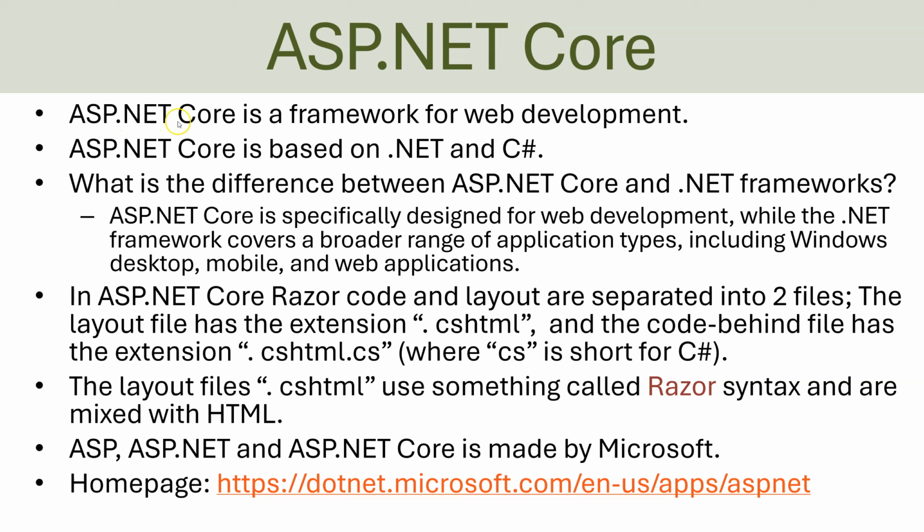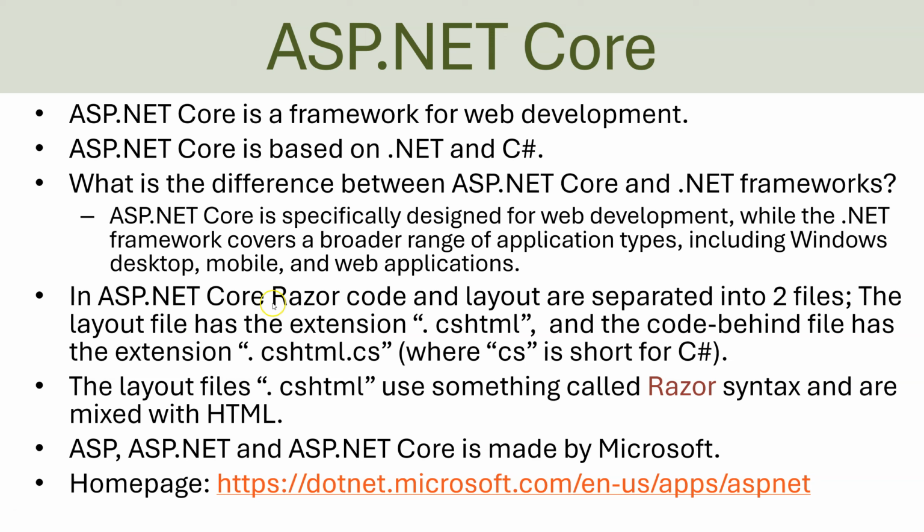So basically ASP.NET Core is a framework for web development, and ASP.NET Core is based on the .NET and the previous .NET framework, but now it's just called .NET and the C# programming language. You can also use Visual Basic .NET, but C# is the recommended and default language that you should use in ASP.NET Core. So what is the difference between ASP.NET Core and the .NET? Basically, ASP.NET is specially designed for web development, while the .NET covers a more broader range of applications like Windows desktop applications, etc.